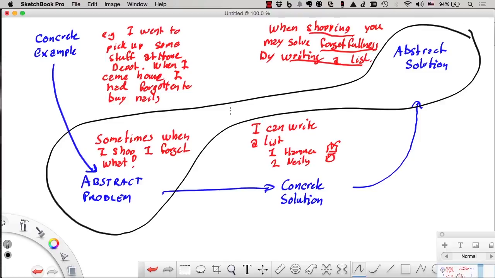And then, of course, we need a name. So in this case, I could name this pattern the shopping list pattern. That would be a full description of the pattern. Anyway, that's the form that I'm going to use most of this course.